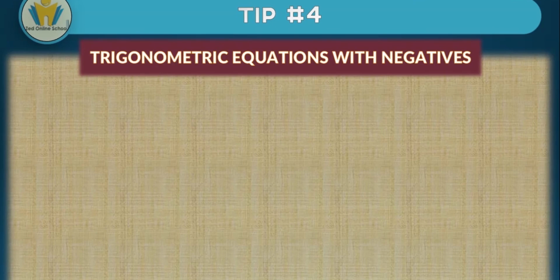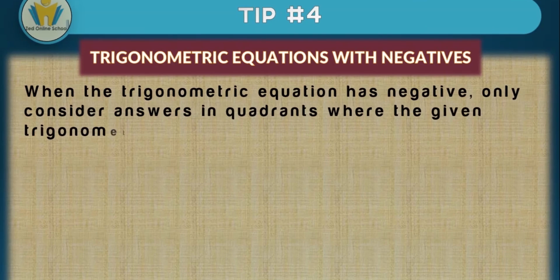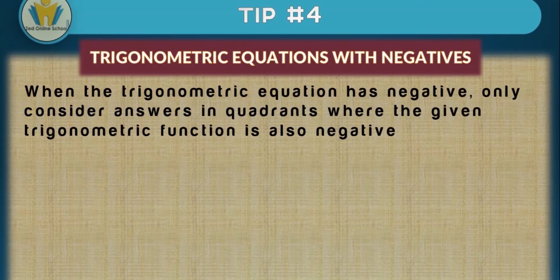Tip 4 is about trigonometric equations with negatives. How do we deal with them? Well, they're not very complex. You just need to remember one fact. Whenever you have a trigonometric equation with a negative, it simply indicates that the answers you're supposed to give are those where that trigonometric function is negative.